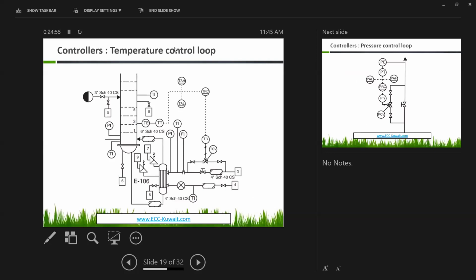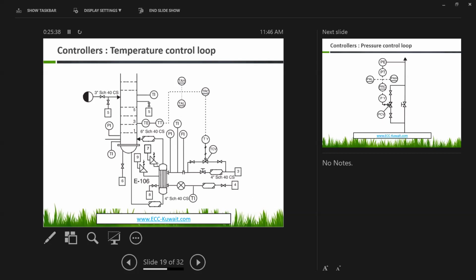Here we have a temperature control. The focus is on this section. As you can see, there is a temperature element. The signal goes to the temperature transmitter. The electrical signal goes to the temperature alarm high and temperature alarm low, then to TRC, temperature record control, and then the signal goes to TY, which is the temperature relay, and finally by pneumatic signal we can control the heating.